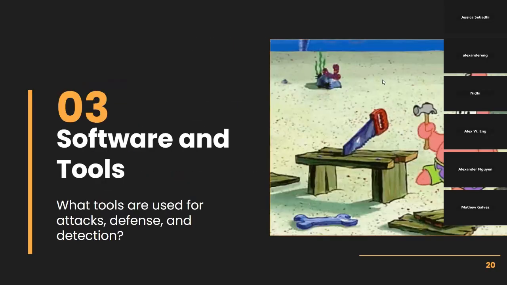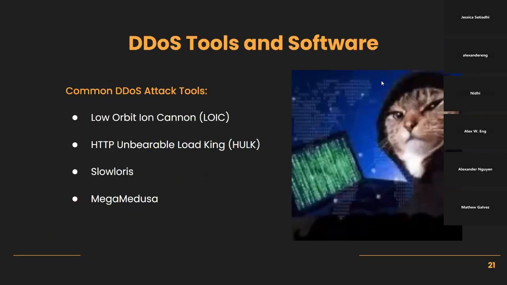Next, we'll go over the software and tools that are used in attacks, defense, and detection. So some common DDoS attack tools you might encounter are Low Orbit Ion Cannon, Hulk, Solaris, and a little bit more of a recent one, Mega Medusa. Just some examples here.